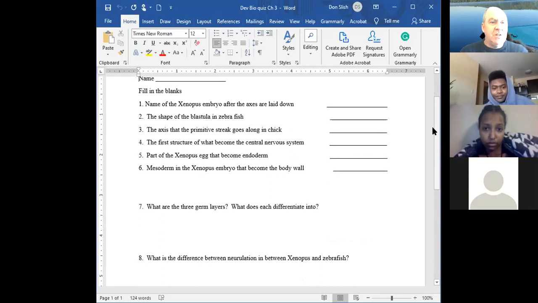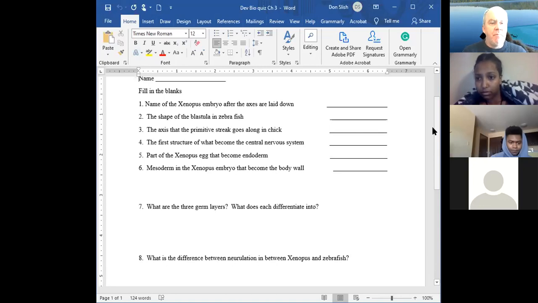Shape of the blastula in the zebrafish. It's kind of like a flat pancake of cells. I'm not really sure exactly what I was looking for there, but basically it's not a ball of cells like the Xenopus. It's flat, a bilayer, I think. Axis that the primitive streak goes along in the chick. That's from posterior to anterior on that AP axis. The first structure of what becomes the central nervous system. That is the neural plate.